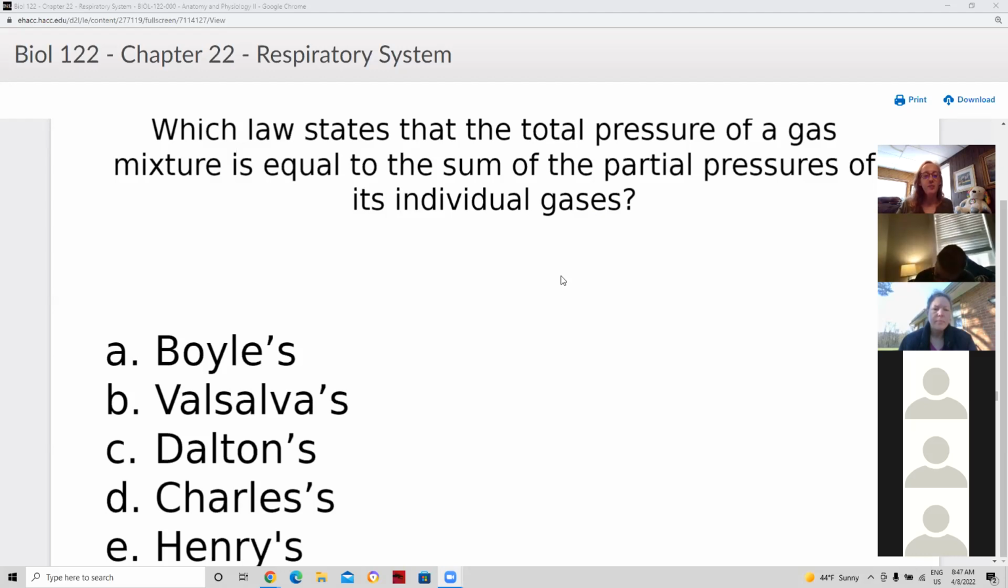Boyle's law had to do with the fact that if you increase the volume of an area, a compartment like your lungs, you decrease the pressure. Henry's law had to do with the fact that gases will move according to their own partial pressures to equilibrate in liquids.